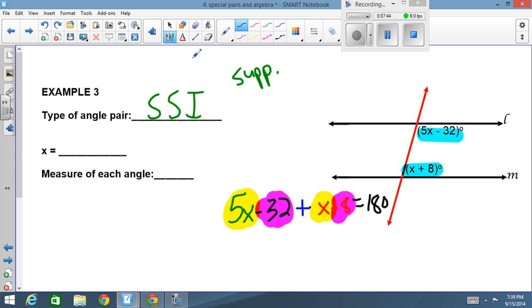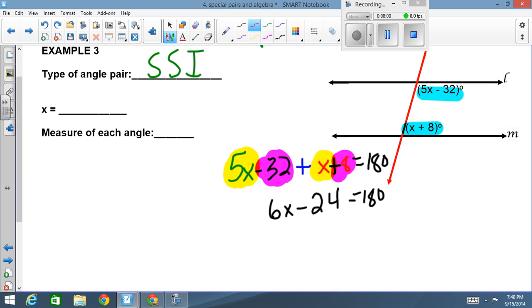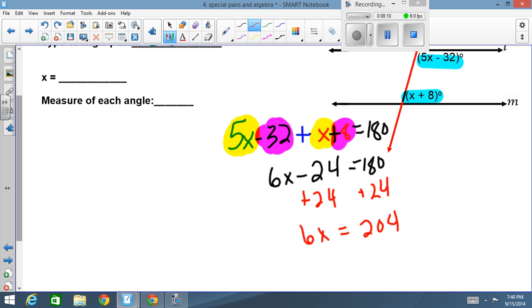So I have a 5x plus a 1x. On the same side, that's a 6x. Then I have a negative 32, this was a plus 8, that's a negative 24. Equals 180. Going to do a little arithmetic here. I'm going to add 24 to both sides. And I get 6x equaling 204. And now I'm going to divide both sides by 6.